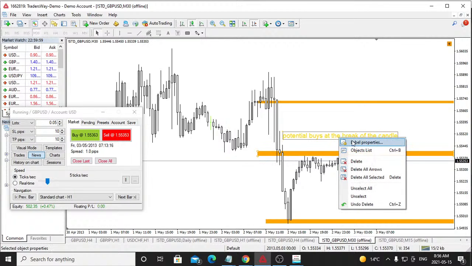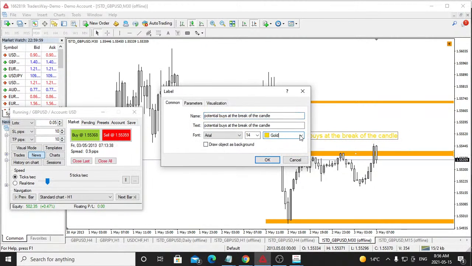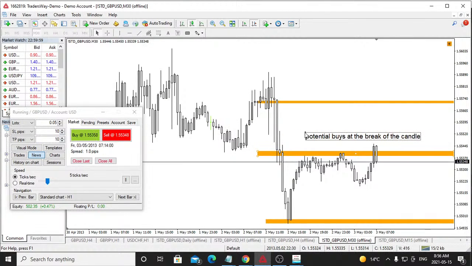I kind of don't like the fact that it's gold. I want it to be black. Let's see what black looks like. Oh, that's way better.